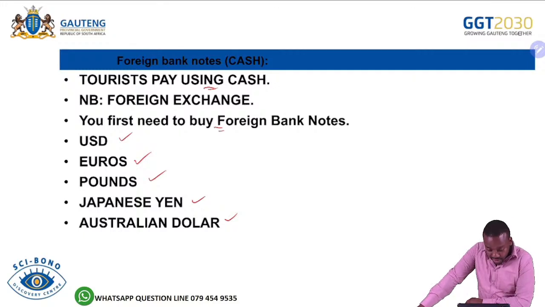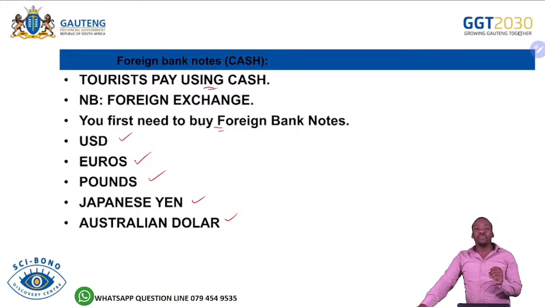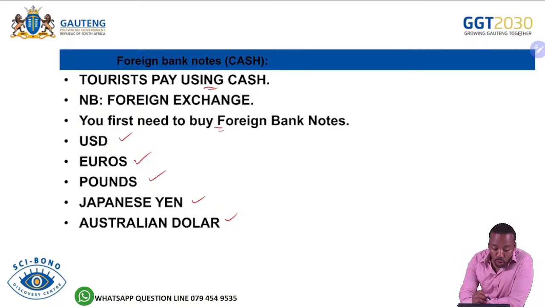Obviously, depending. So when we're talking about cash or foreign banknotes, we are saying here, tourists pay using cash. But we need to remember that you need to do foreign exchange. So this is another method of paying for our goods and services. You can just pay using cash.